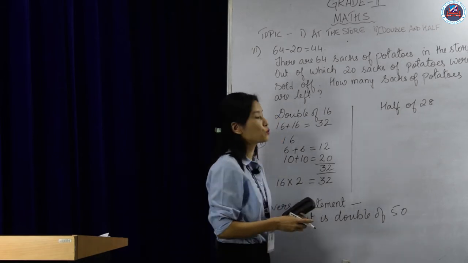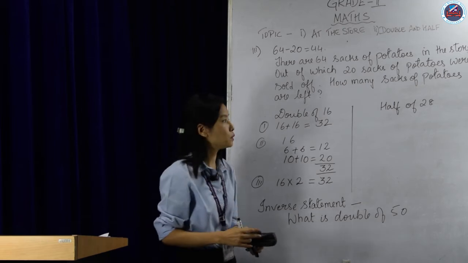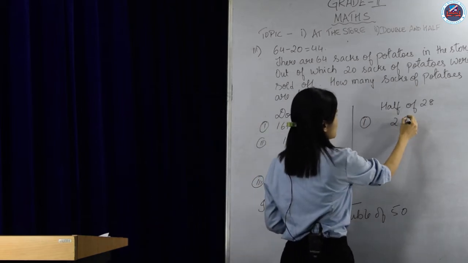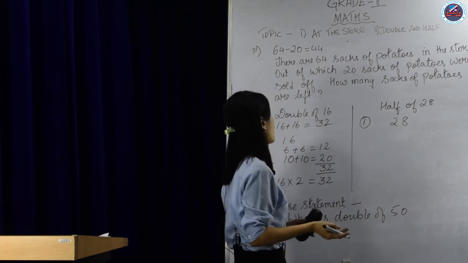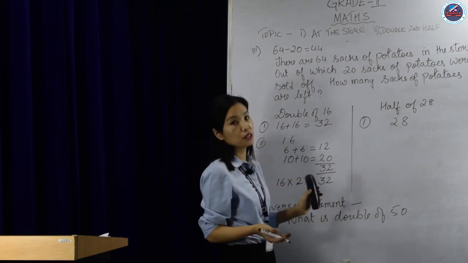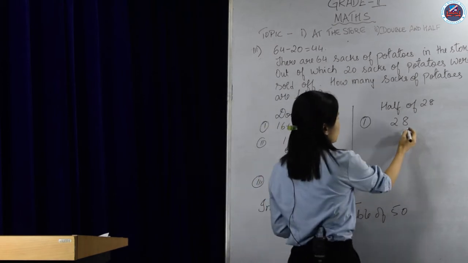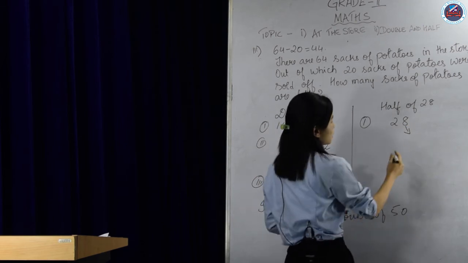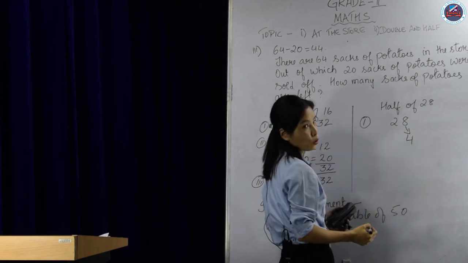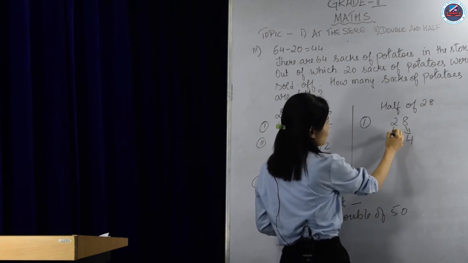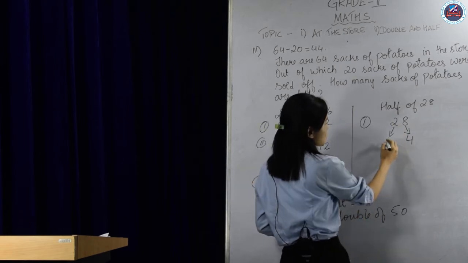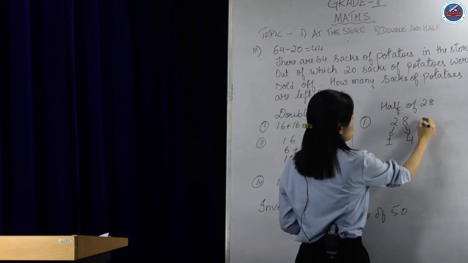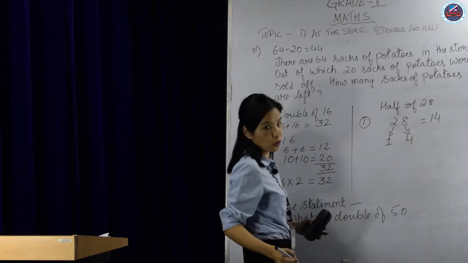So half of 28, you can do in two ways. The first way is you have to split into ones and tens, as we have done with the doubles. So ones is 8. So what is the half of 8? It is 4. And what is the half of 2? It is 1. So the half of 28 equal to 14.